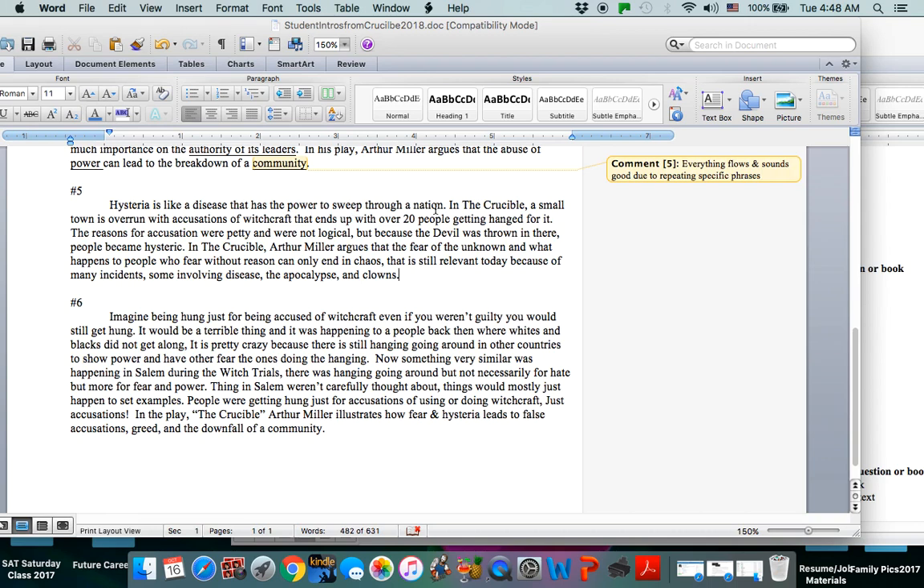Now, awesome attention getter. In the Crucible, a small town is overrun with accusations of witchcraft that ends up with over 20 people getting hanged for it. The reasons for accusation were petty and were not logical, but because the devil was thrown in there, people became hysteric. I think it should be hysterical, but whatever. In the Crucible, Arthur Miller argues that fear of the unknown and what happens to people who fear without reason can only end in chaos. That is still relevant today because of many incidents, some involving disease, the apocalypse, and clowns. That just made me laugh.